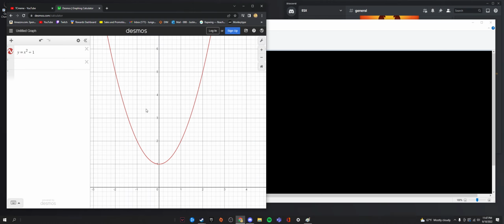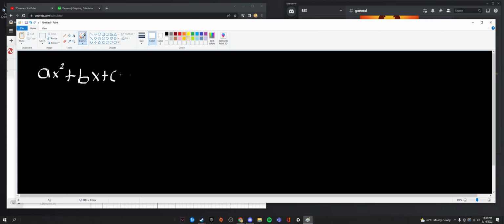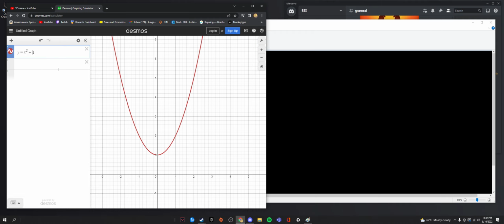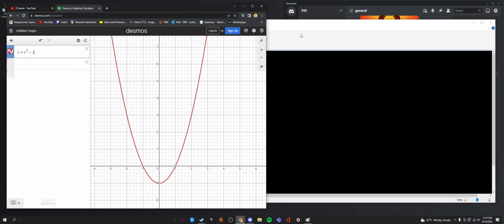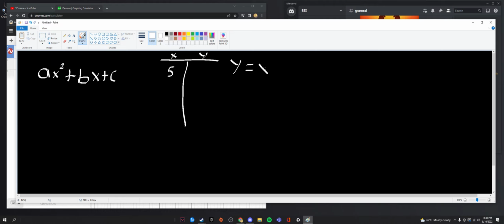So now that we've seen the graph, I just want to make a table of values for people to understand why the graph looks the way it does. Let's just use our x squared minus 1 example, for instance. So let's make a bit of a table. This is our x, this is our y. Let's plug in a couple values. If we plug in 5, into y equals x squared minus 1, 5 squared is 25, minus 1, 24.